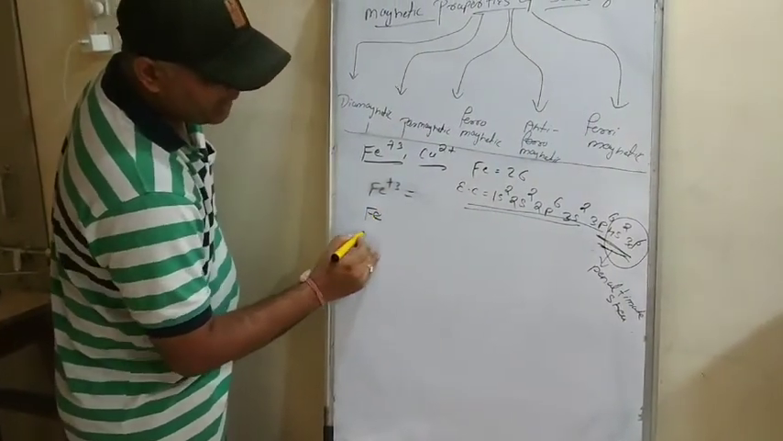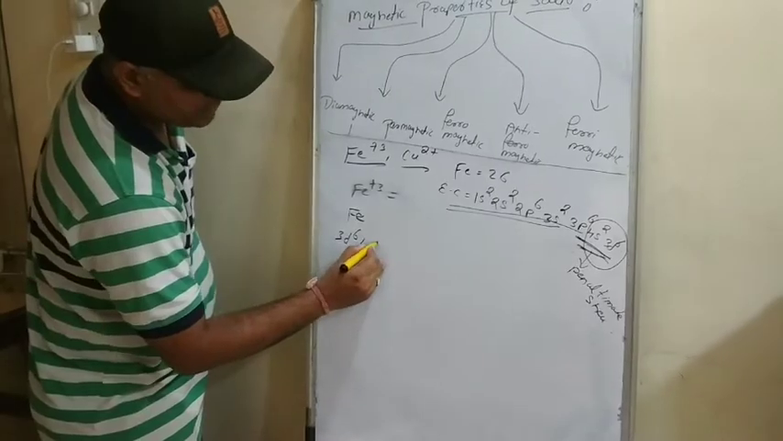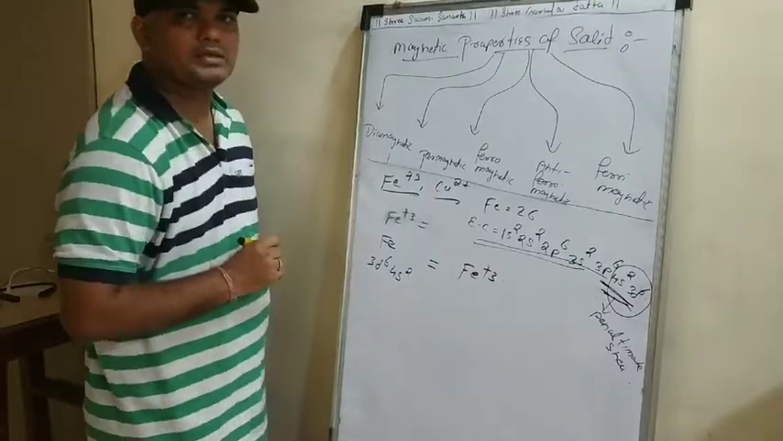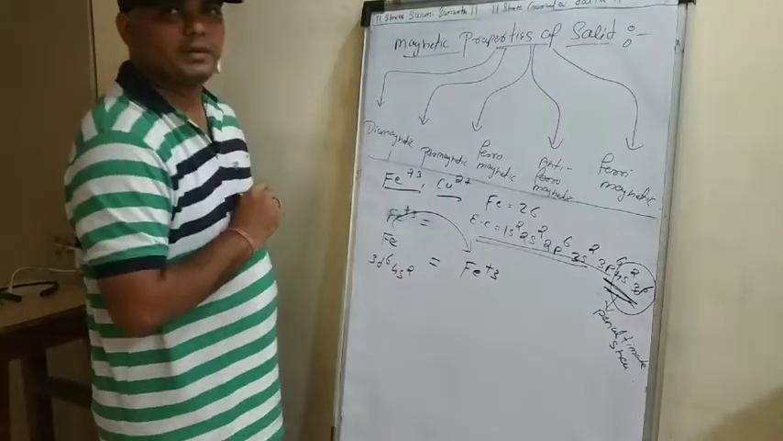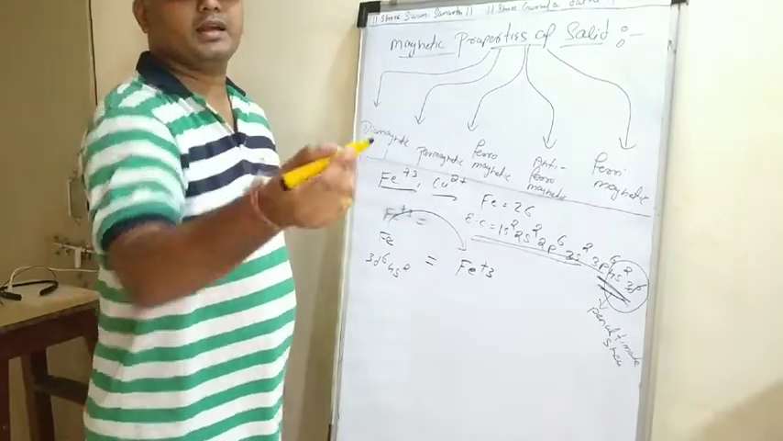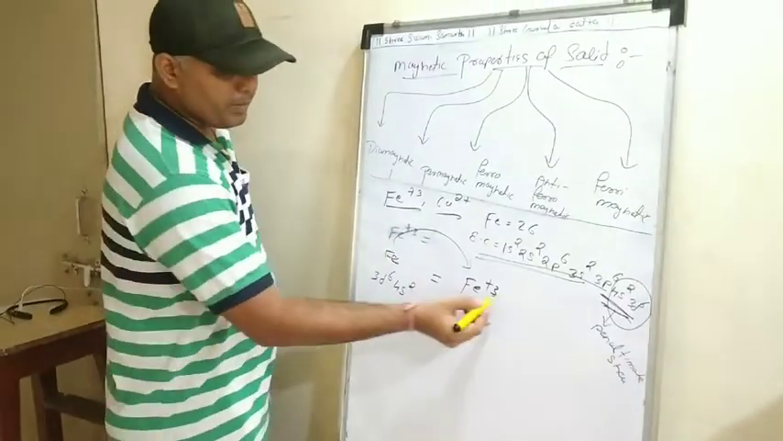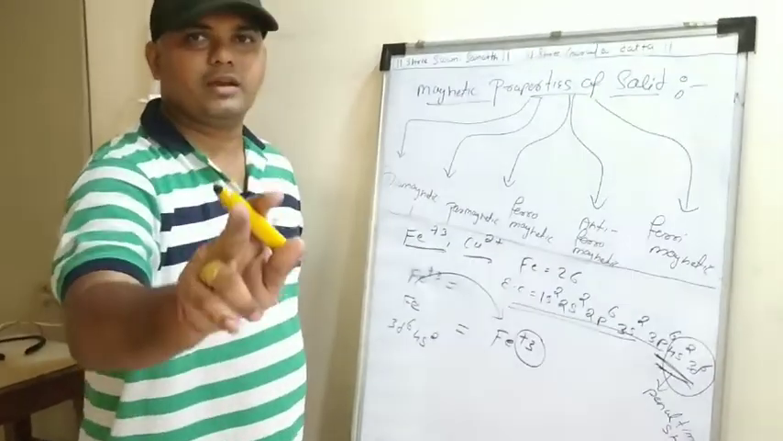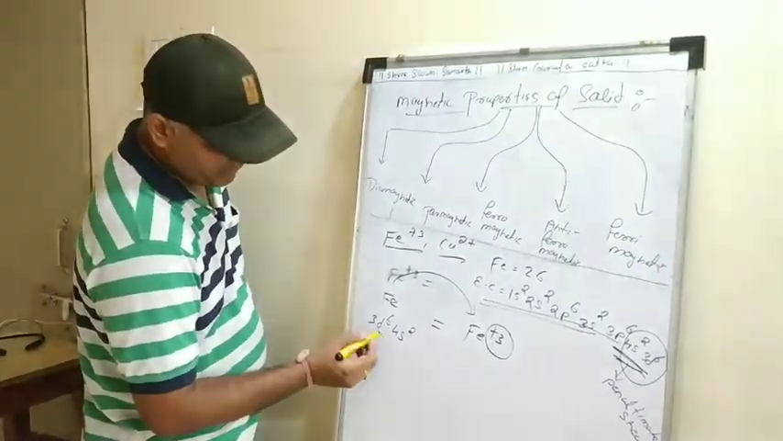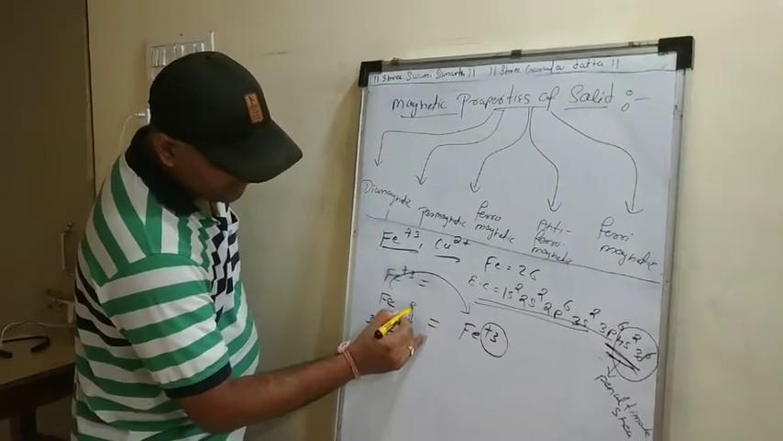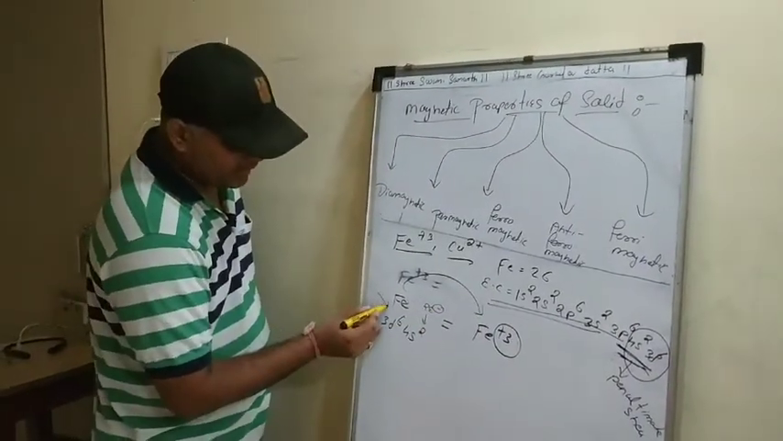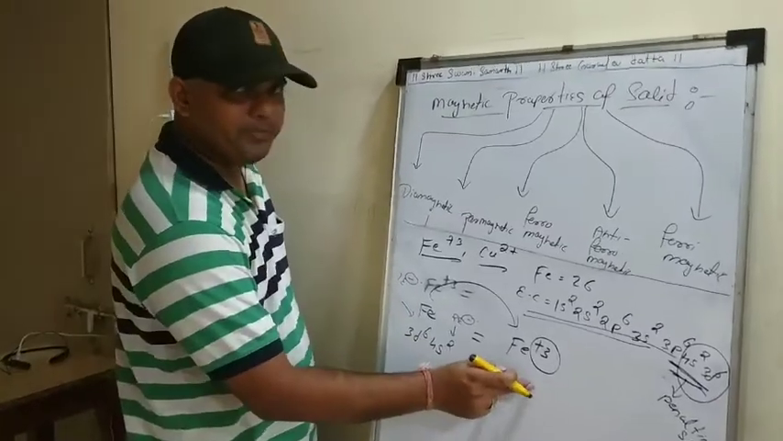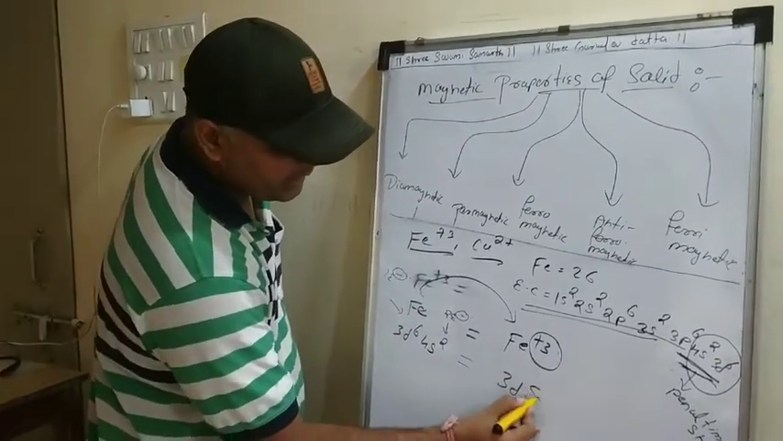What happens in this case? For Fe, we have 3d6 4s2, right? Fe gets converted into Fe plus 3. So what happens? Conversion from Fe to Fe plus 3 means that 3 electrons are being given out, because it is developing a plus 3 charge. As plus 3 is developing, that means 3 electrons are given by the Fe. So here 2 electrons will be given from 4s and 1 electron will be given from the 3d. So what will be the configuration now for Fe plus 3? It will be 3d5, right?